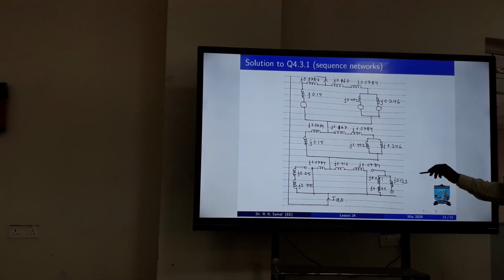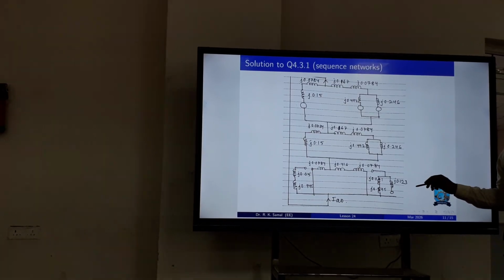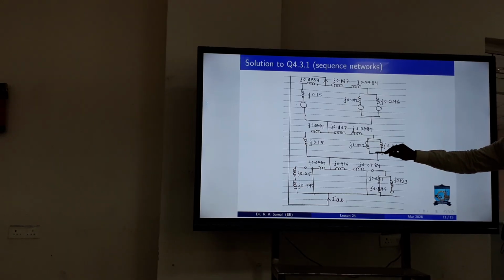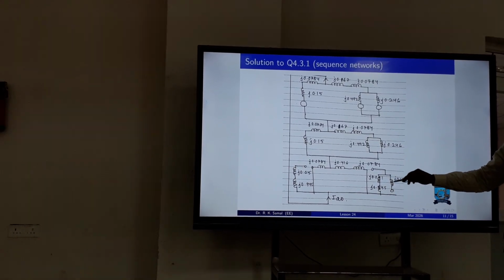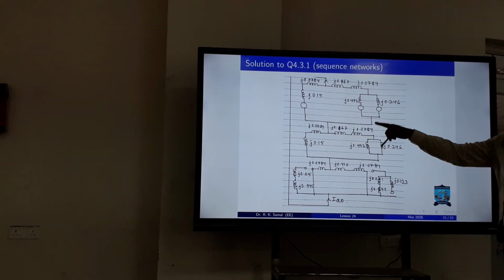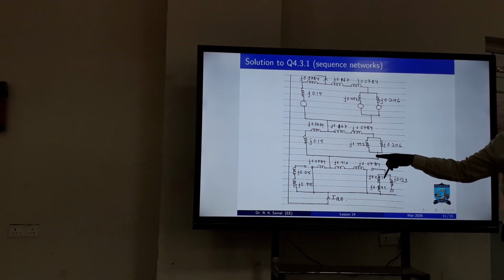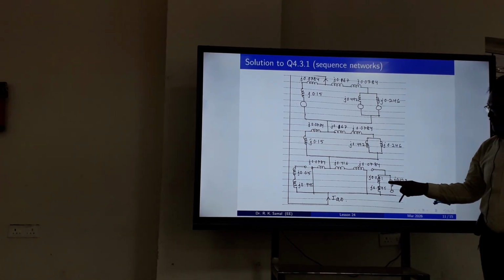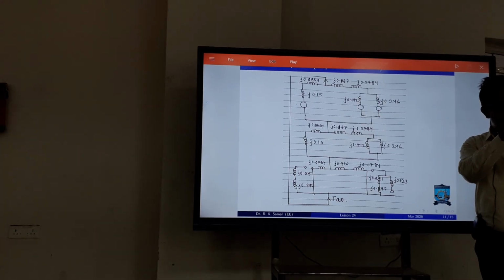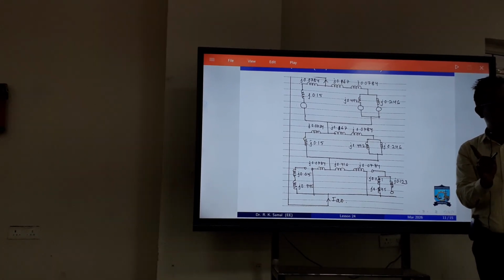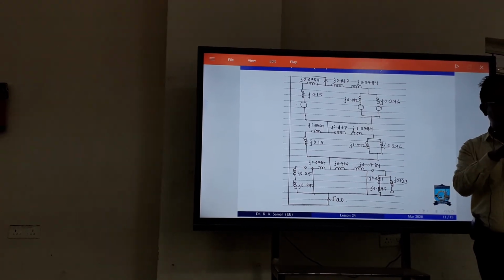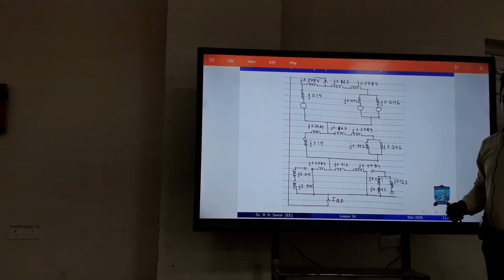Now this is the sequence network for which fault? Line to ground fault, because the positive, negative and zero sequence networks are connected in series. The positive sequence network has EMF, no EMF in the negative sequence. The zero sequence network is like this because it is a star grounded connection on the generator side and a delta connection on the transformer side. Why is the connection like this? For that you have to refer back to lesson 23. It is given for different types of connections.